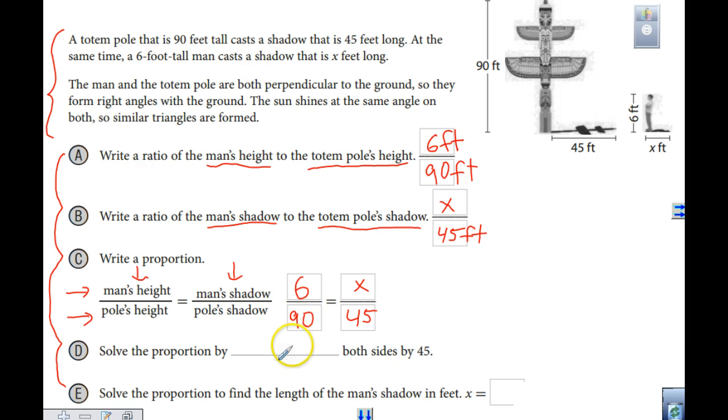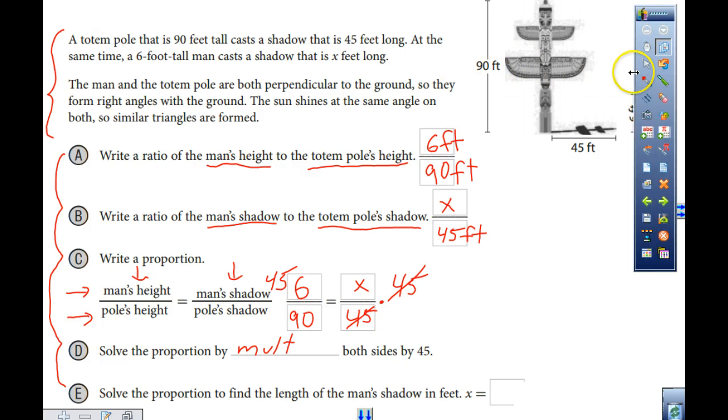Now it's a simple one-step equation. What divided by 45 equals 6 over 90? There are a couple of ways of solving this. One way is to multiply both sides by 45. Right? So this is divided by 45, and I'll undo that by multiplying by 45. So step D is solving: use the different properties of equality, add to both sides, subtract from both sides, multiply, or divide.